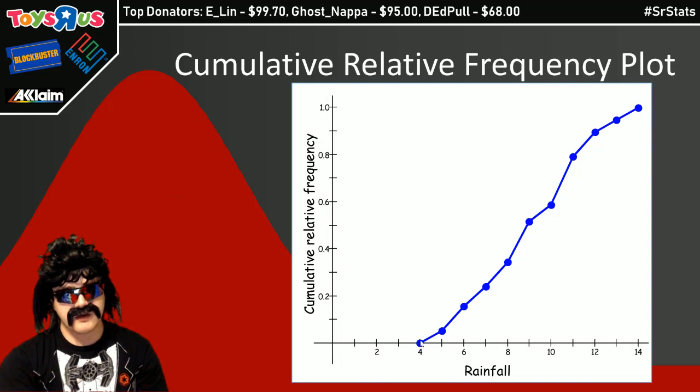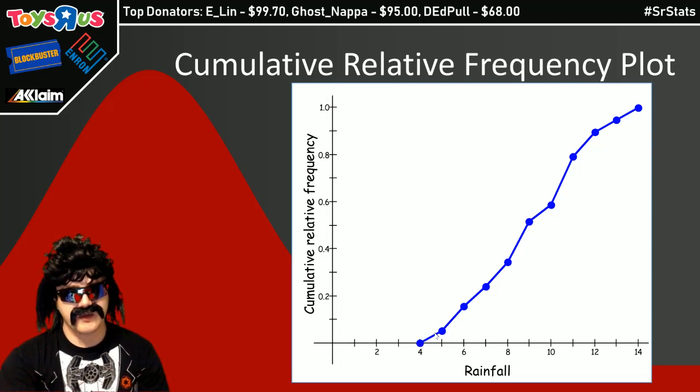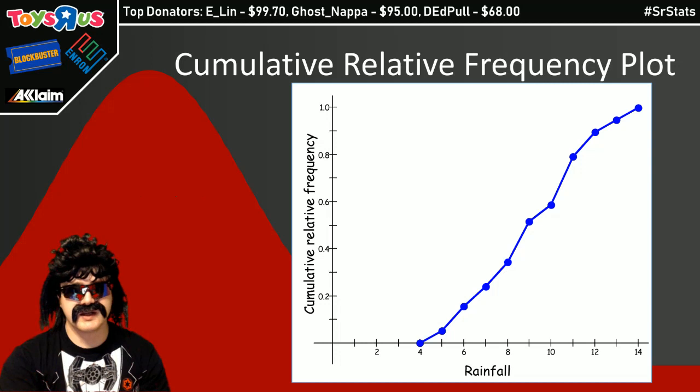And then for the next one, we move it up here. So this ends up giving us our relative frequency plot. This is all the data that we have plotted, and we just connect the dots as we go up.